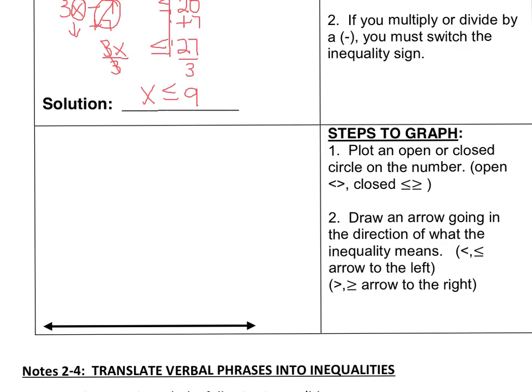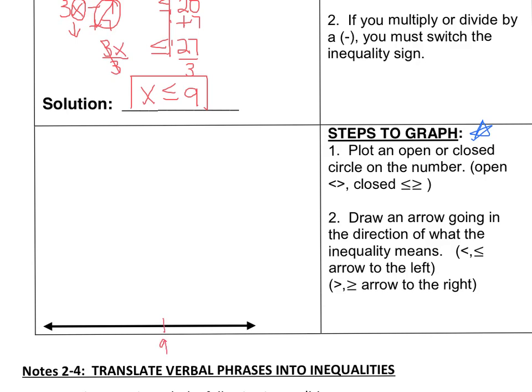When you checked it, hopefully you found that this is the correct answer: x is less than or equal to 9. So now we're going to graph it. Again, the steps are written on the right side of the problem, so you can follow along with them. You're going to plot an open or a closed circle on the number. So on the number 9, we're going to put a 9 here.